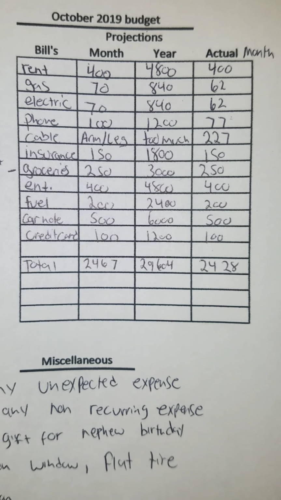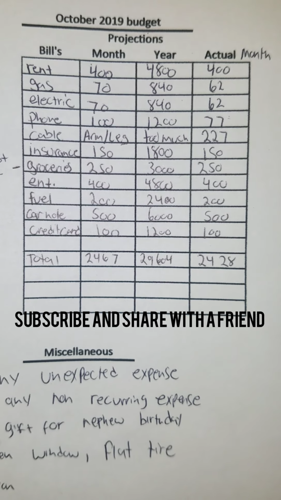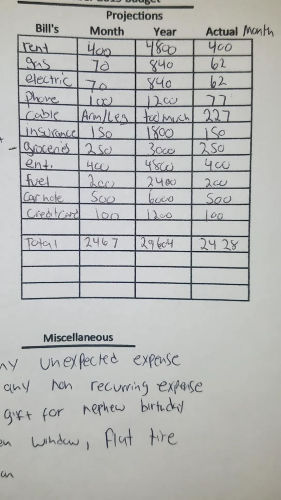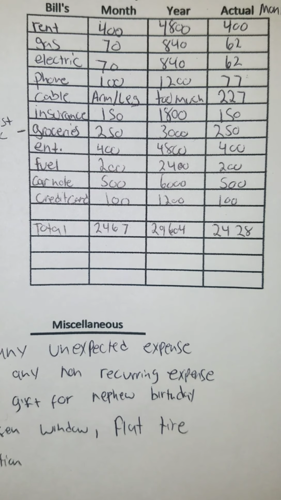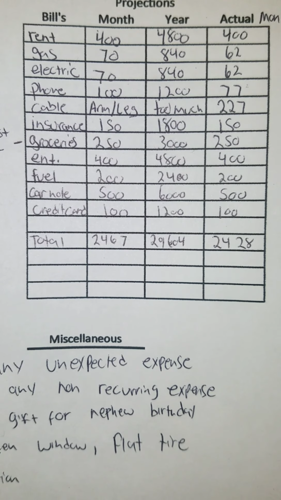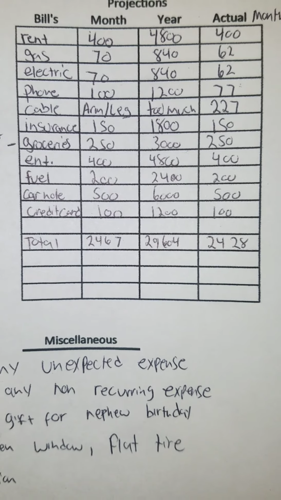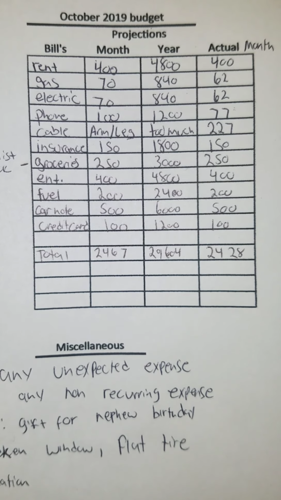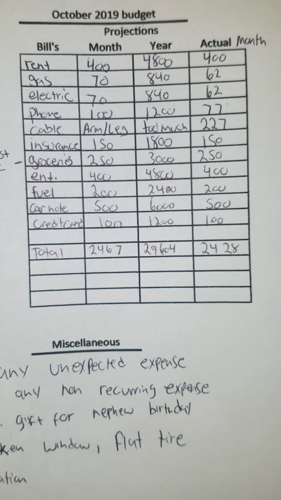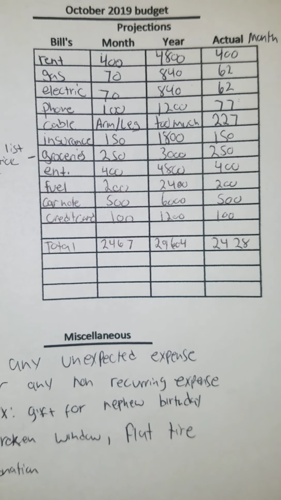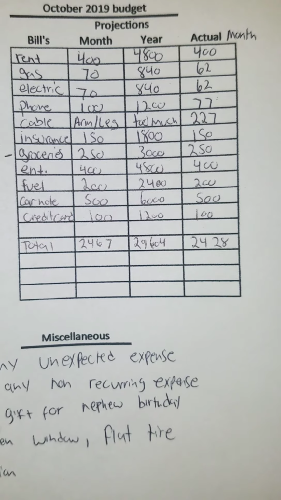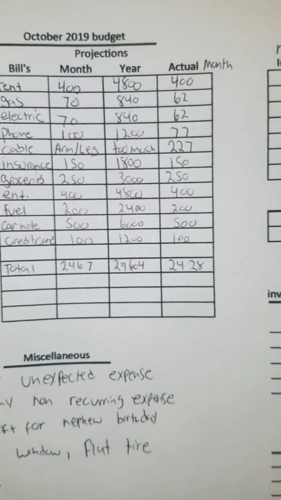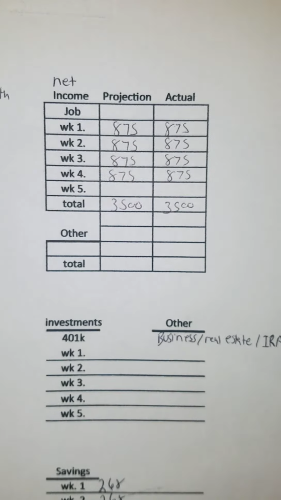So we got everything: gas, electric, phone bill, cable, insurance, groceries, fuel for your car note, credit card. And then if you add everything up, a total projection for what you're going to spend in a month is $2,467, for the year, $29,604. And if you actually look at your actual, once your bills roll in from the fluctuations, $2,428. So we start there, and then we'll move on to the next category, which is your income.